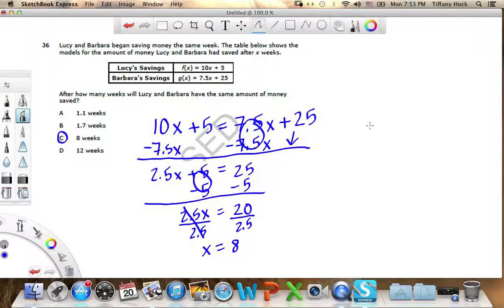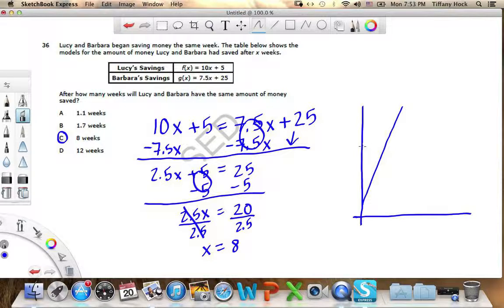Now, the other way you could have done this, especially if it's on a calculator part, is you could graph these equations. Okay? Or you can look in a table. There are actually three ways here. So by graphing it, you would take the first equation, 10x plus 5, and plug it in your y equals, and you would graph it. It would look something like this. And then if you plug in Barbara's savings, it would look something more like this right here.